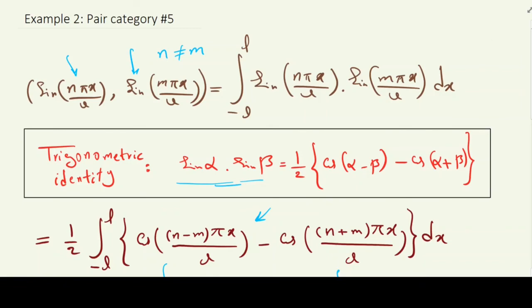So basically all of the scenarios that we examined resulted in a 0 inner product. And what it means is that that infinite set is going to be indeed orthogonal on the interval minus L to L.